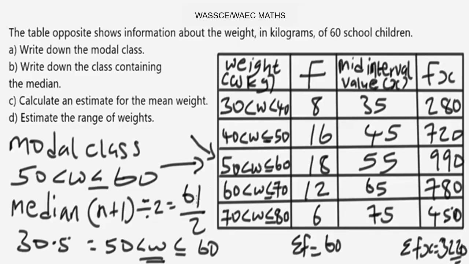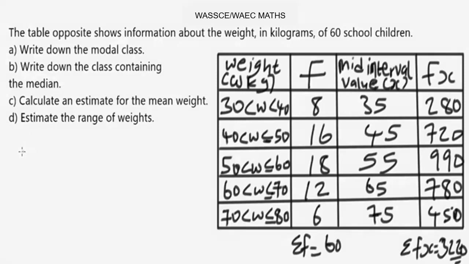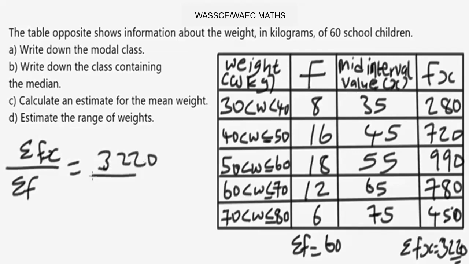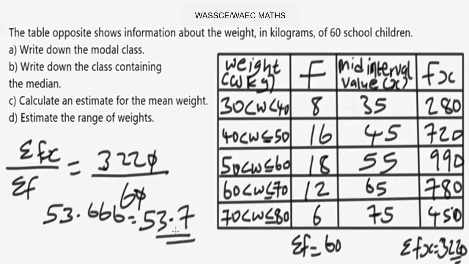So we can use it now to get the mean for this group frequency table. Let me wipe somewhere and complete this solution. So our mean weight will be sigma fx over sigma f, which will give us 3220 over 60. So cancel this: 322 divided by 6. When you punch it on the calculator, you're going to have 53.6666, repeating decimals of 6. So to leave it in 3 significant figures, it's going to give us 53.7. Alright, so that will be the answer to this question.